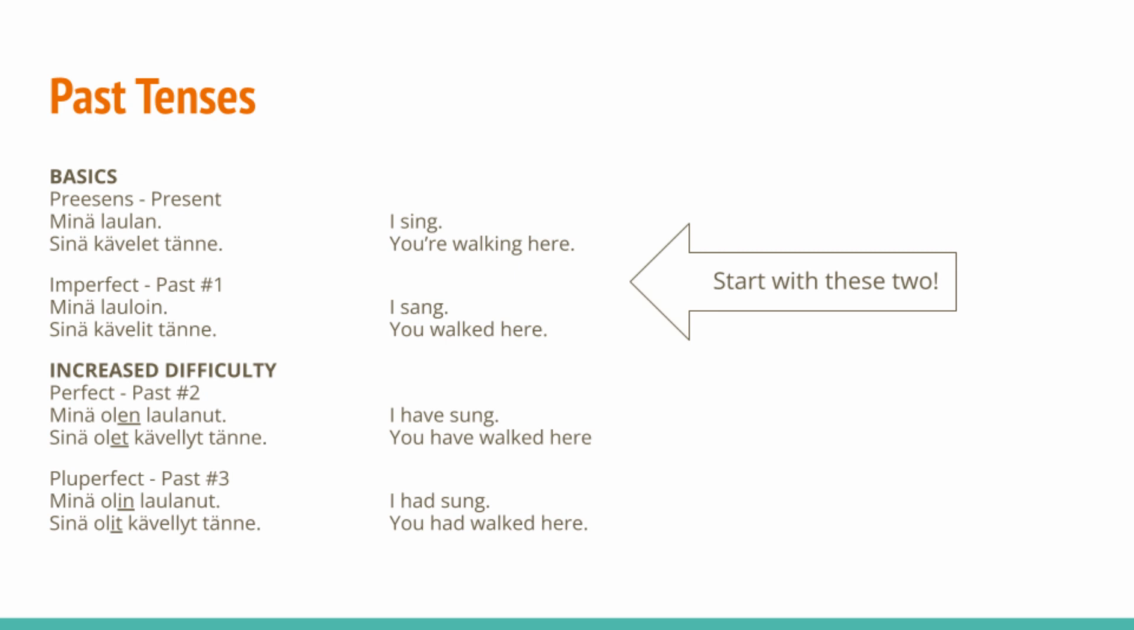So, minä olen, minä olin. But as said, only move there when you become more confident with the first past form, the imperfect, but keep in mind that there is also more of them.